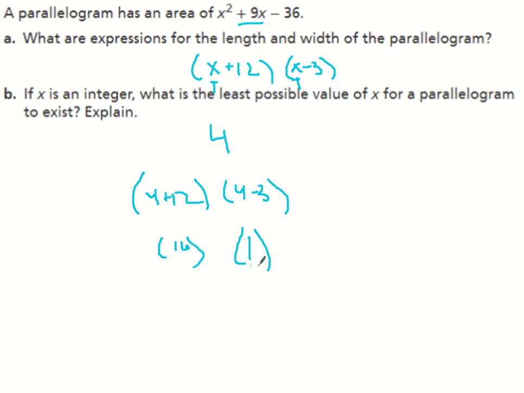They're both positive. If I had picked anything less than 3, that would have made this negative, so it wouldn't have worked. So that's why I had to make sure that this stayed positive and this one stayed positive, which is why 4.